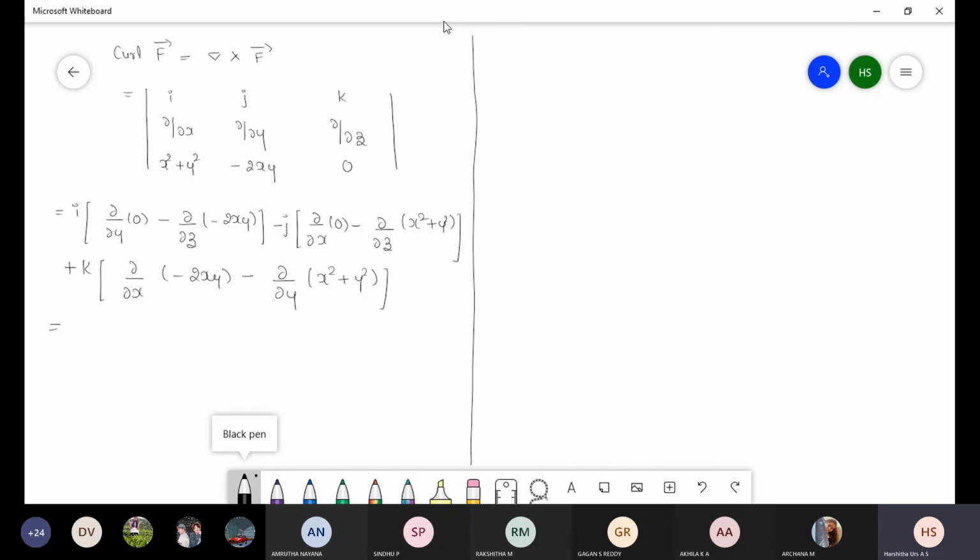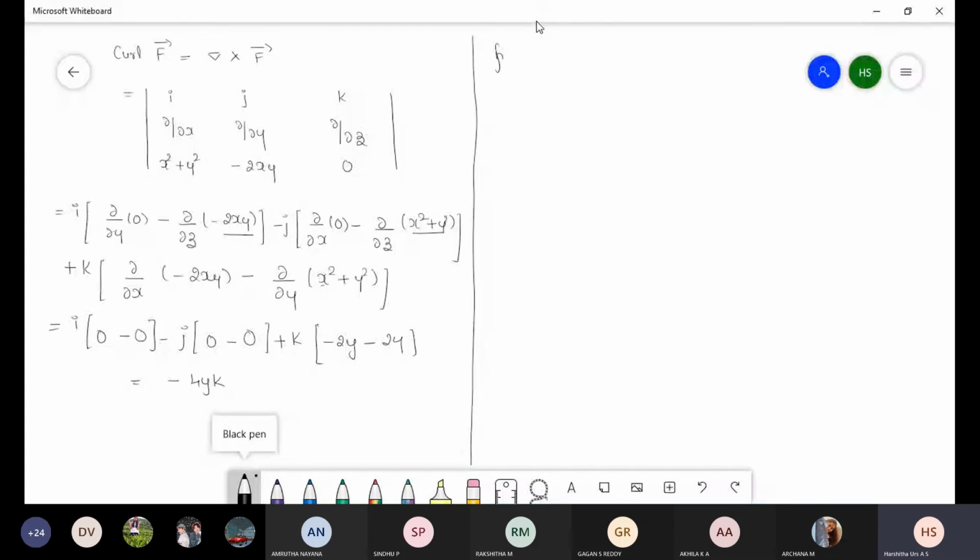So here the first term is 0. In the second term there is no z, so put 0. Minus j times 0; here also there is no z term, so put 0. Plus k into the differentiation of minus 2xy with respect to x, which is minus 2y, minus the differentiation of y square with respect to y, which is 2y, because the first term is 0. So we get minus 4y k.